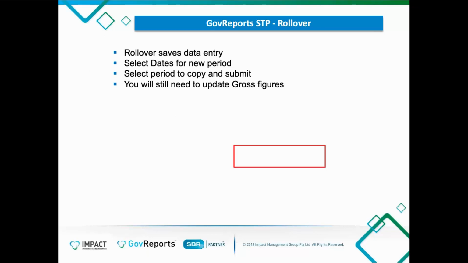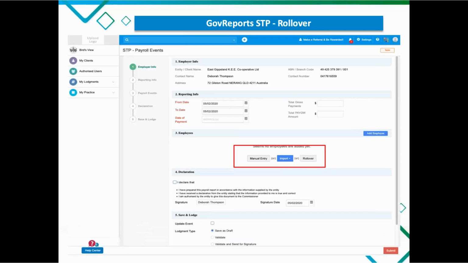So when you use the rollover facility, it saves the data entry, selects dates for the new period, selects periods to copy and submit, and then you need to update it. So I'll go back again. With this, you'll see that I've got the import. You can either do manual entry, import the CSV, or you have the rollover. I use this every week, as I mentioned.